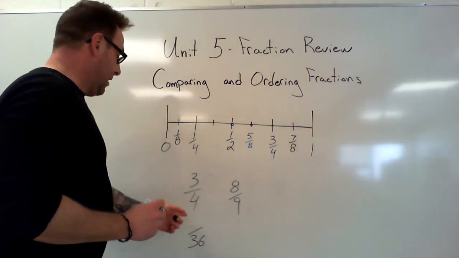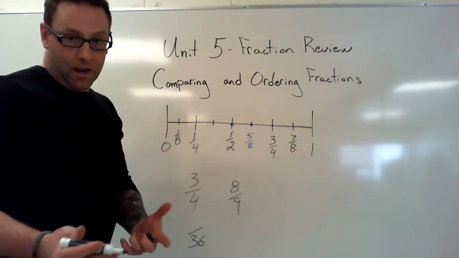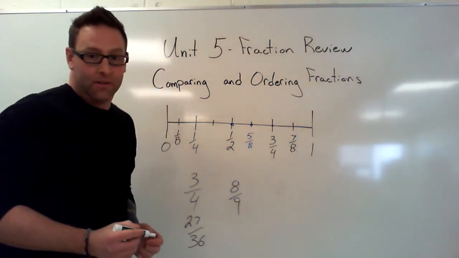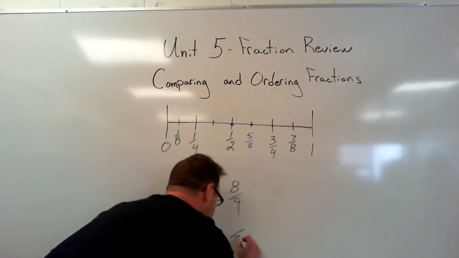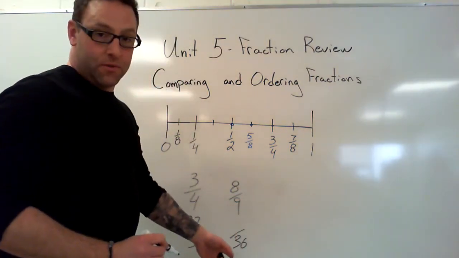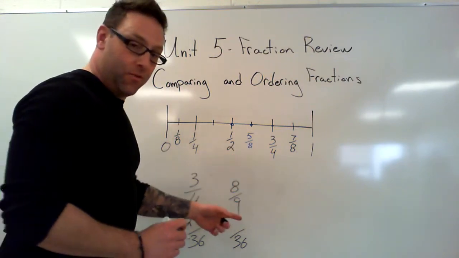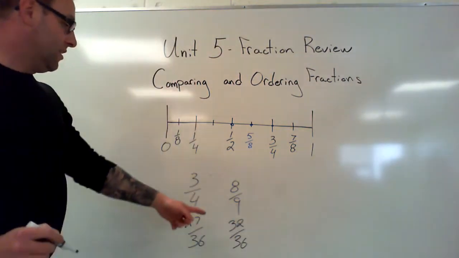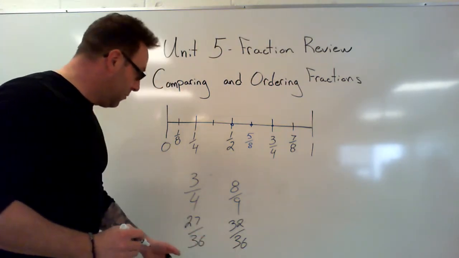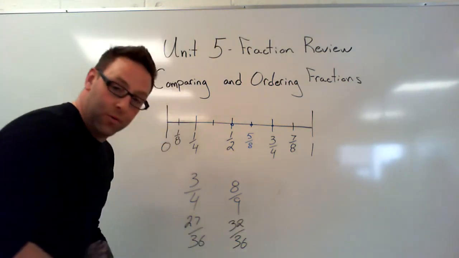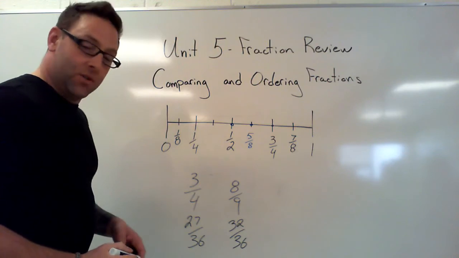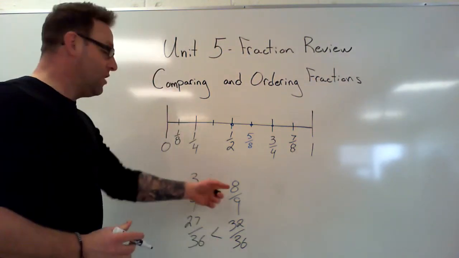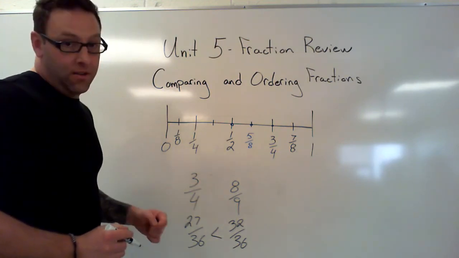Now, how did I go from 4 to 36? Times 9. 3 times 9 is 27. 9 times 4 is 36, so 8 times 4 is 32. Now, we can clearly see with the same denominator that 32 over 36 is bigger than 27 over 36. That also means that 8 over 9 is bigger than 3 over 4.